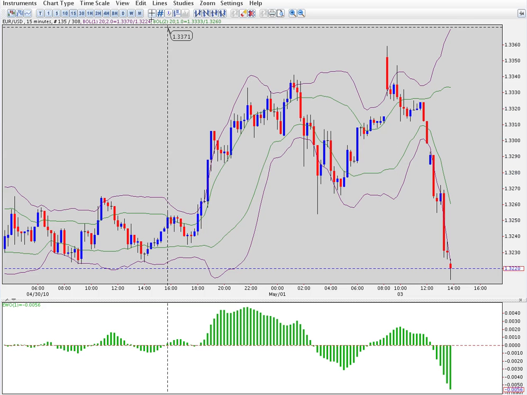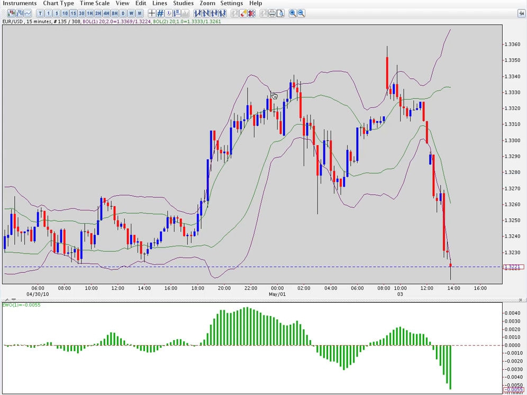You need to set up Bollinger Bands at 2%. These are the outside purple lines, and 1%. These are my inside green lines. You also need to set up either an Elliott wave oscillator or MACD, and if you're using MACD, use the bars on MACD for this indicator.